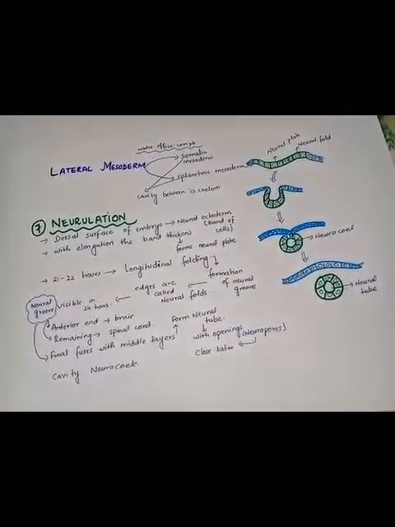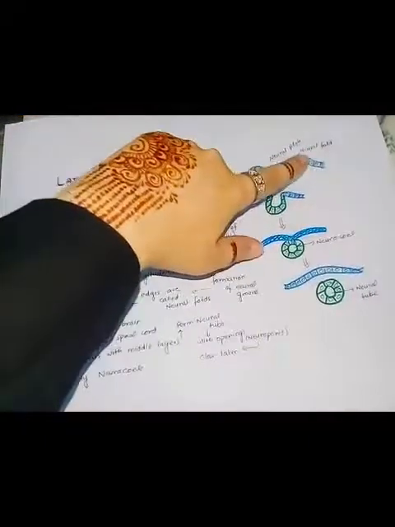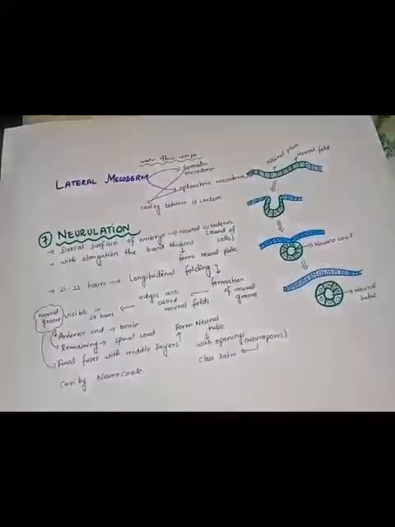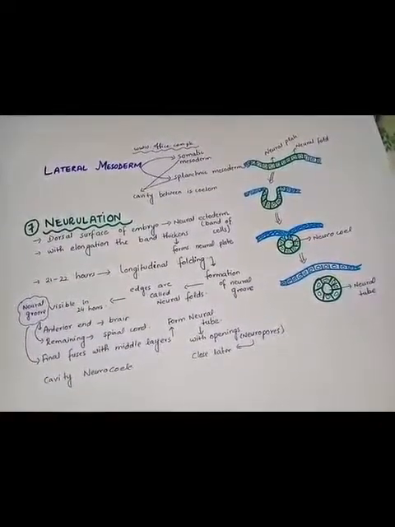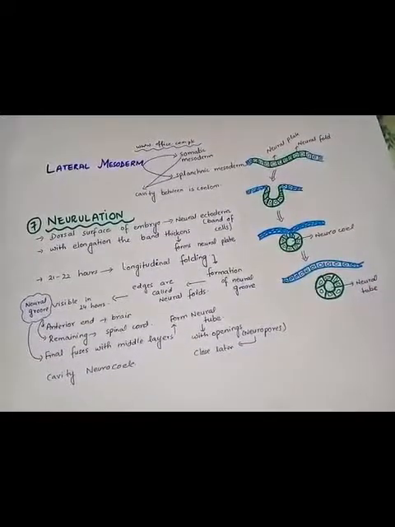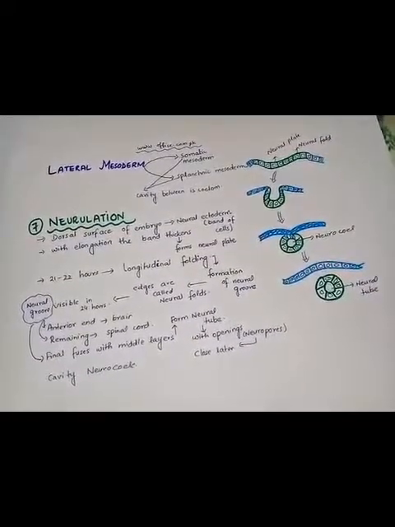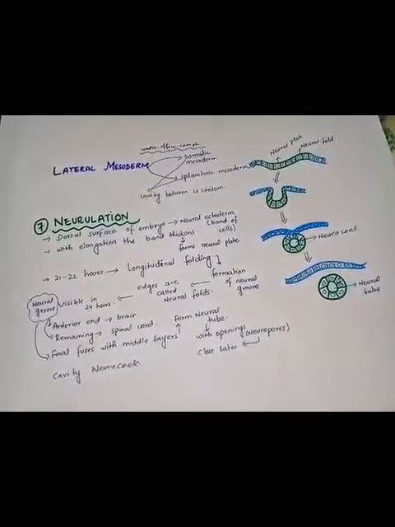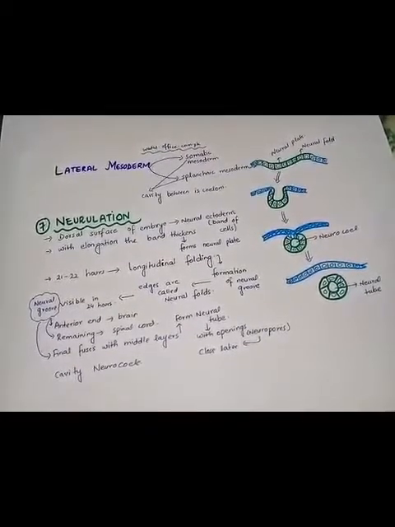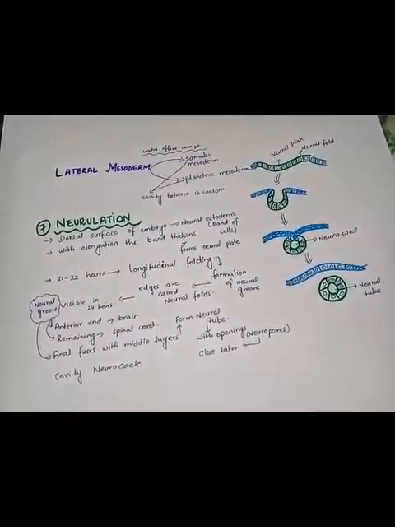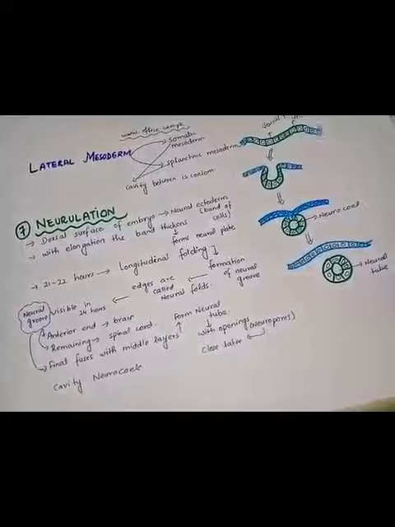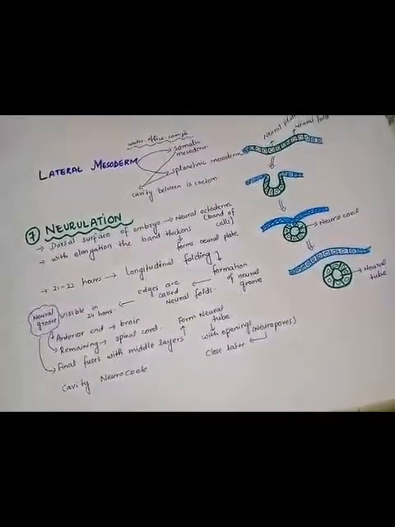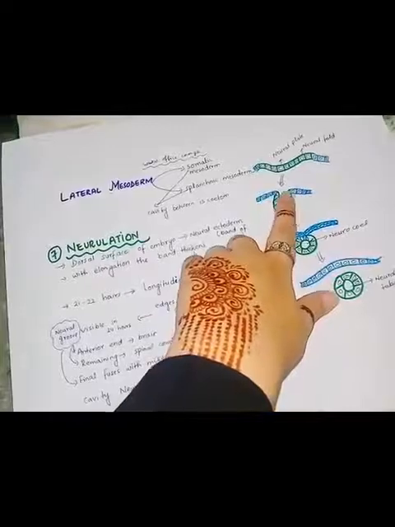And the higher regions, as you can see, are known as the neural fold. Here you can see the neural fold. So with the passage of time, after 21 to 22 hours of incubation, the neural plate folds inward and the folding is longitudinal, due to which a groove is formed. Again, a groove or deep structure is formed which is now known as the neural groove. This structure here is known as the neural groove.